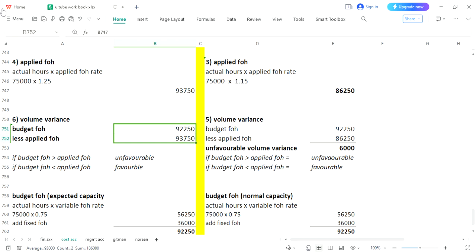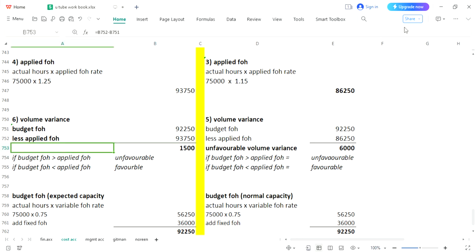It's time to calculate our volume variance, which is a relationship between budget FH and applied FH. So our applied FH was 93750. Since we need to calculate the difference between budget and applied FH, we will subtract the second element, budget FH 92250. So we have got our answer 1500.